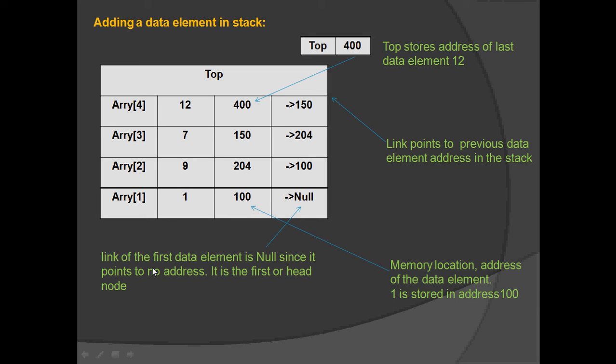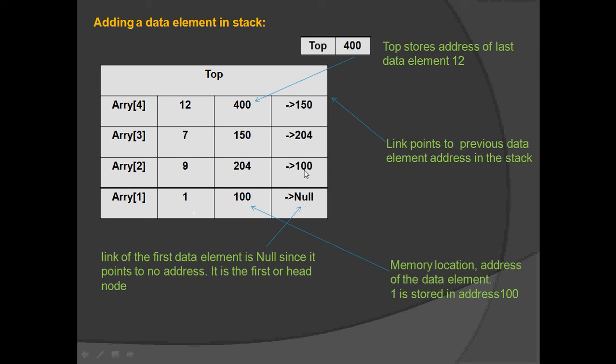Why? Because the link of the first data element is null, since it points to no address, since it is the first data in the stack, right? So the link will be null because it points to no other link. It is the first or head node. In a linked list, you know that you need a head node, the first node, to start the links. So that's why the second array element, the link, contains null.